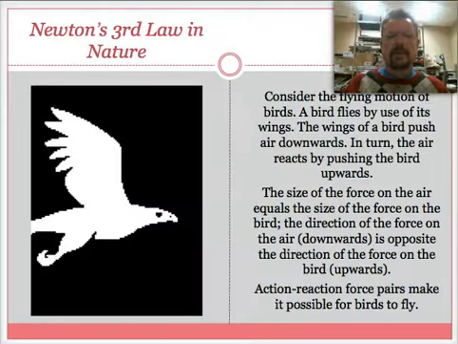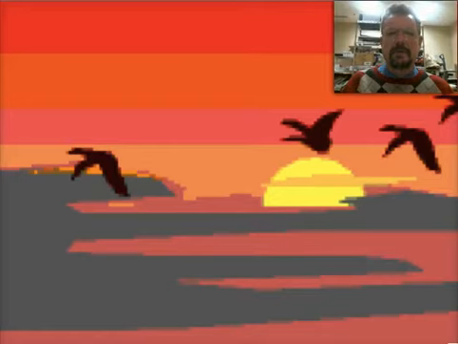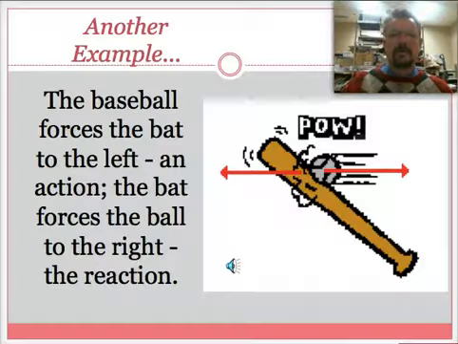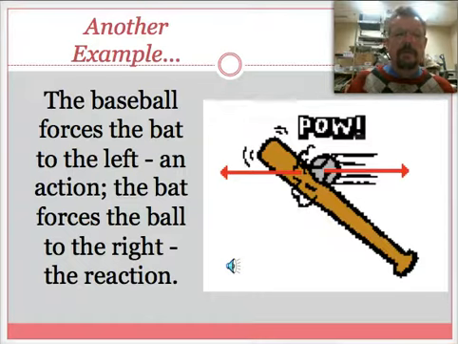Another example of Newton's third law in nature is a bird flying. In this case, the size of the force on the air equals the size of the force on the bird. The direction of the force on the air, downwards, is opposite the direction of the force on the bird, upwards. This pair makes it possible for birds to fly. Another example, the baseball forces the bat to the left, an action. The bat forces the ball to the right, the reaction.